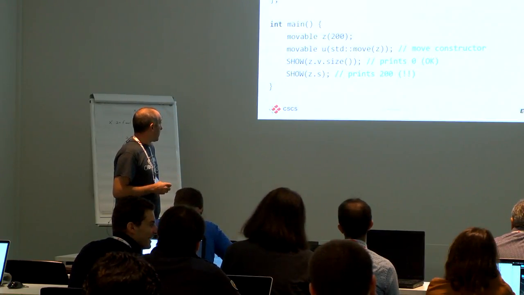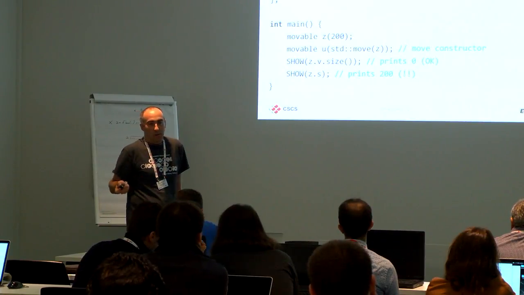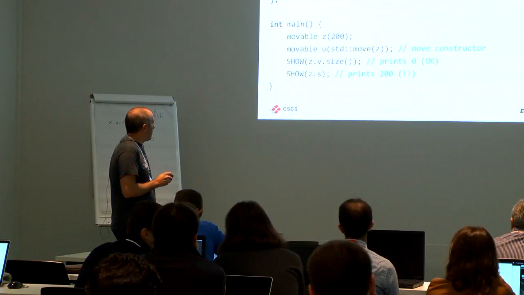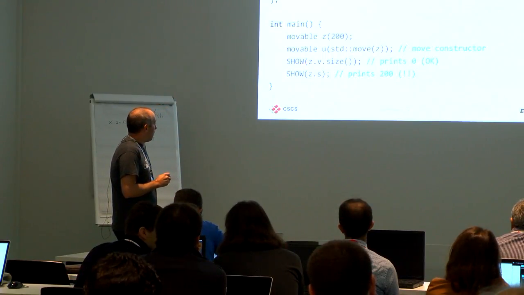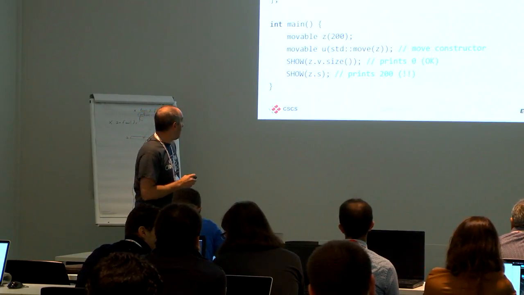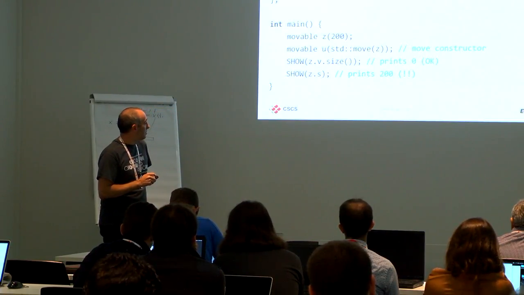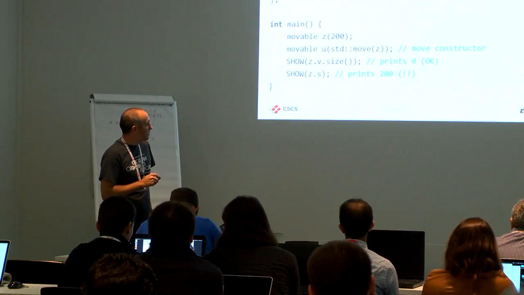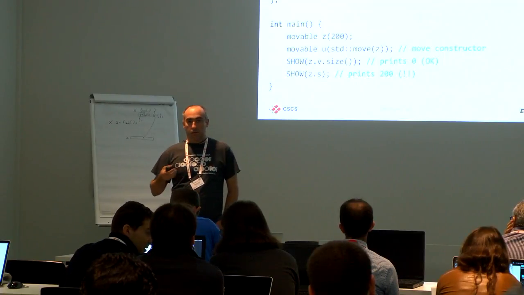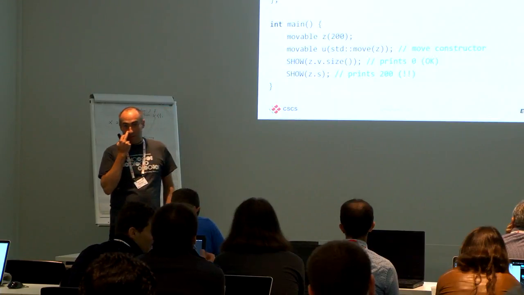And now I do the code exactly as before. So I do movable z200. Actually, I construct z with 200. It doesn't matter to move it or not, it's not calling it. And then I move z to u. And now I want to show the size. If I print z dot v size, this gives me 0. And if I print z dot s, this prints 200. Anyone wants to explain what's going on here?